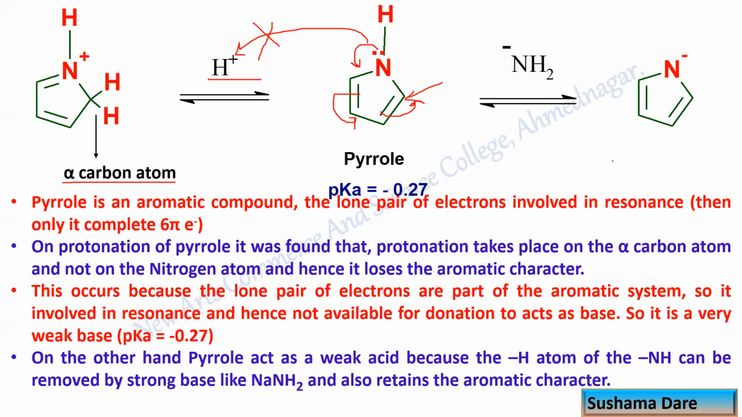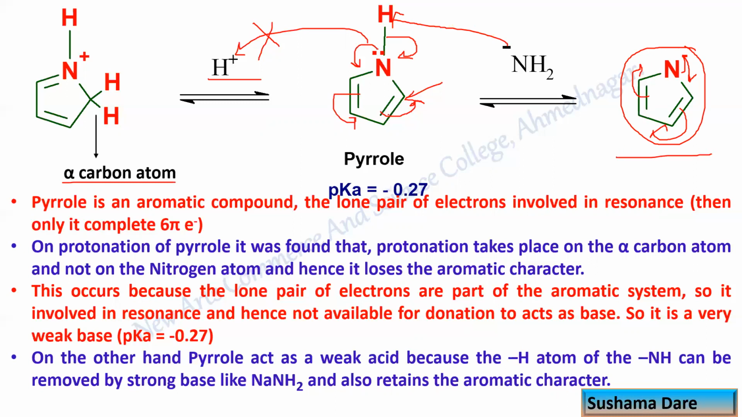On the other hand, if we consider whether pyrrole acts as an acid or not, then we are going to treat it with a base, sodamide, NaNH2. Now what will NaNH2 do? NH2 minus takes out this proton and gets the negative charge on this nitrogen atom. Because of this structure, this electron pair is involved in resonance. So because of this resonance, this anion is stabilized.